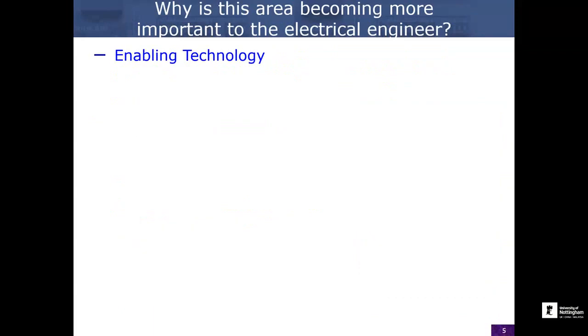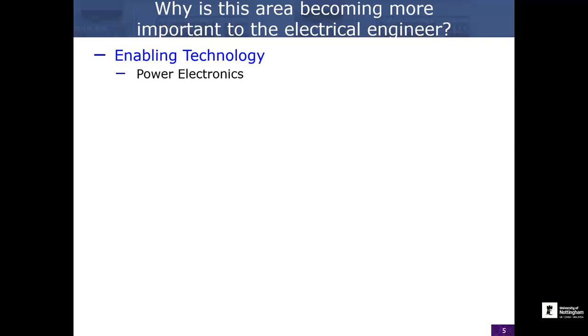So why is this becoming a more important field to electrical engineers? So the first thing is our enabling technology. So power electronics is a huge enabling technology for machines because it allows us to do all kinds of things that we never could before.